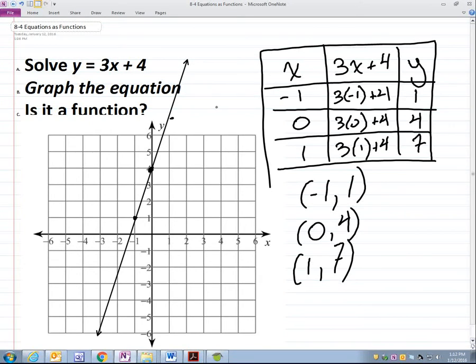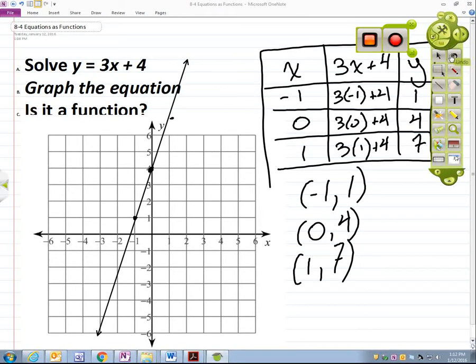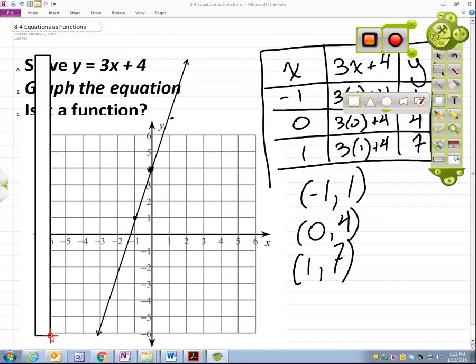Now, we already graphed it. We already solved for it. Now we have to decide, is it a function? So I'm going to do my vertical line test. I'm going to get my trusty ruler out.